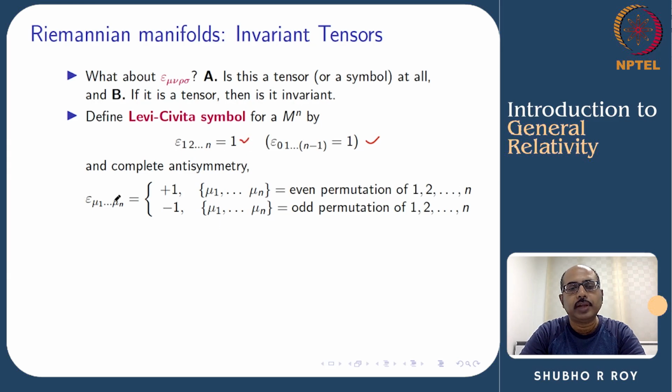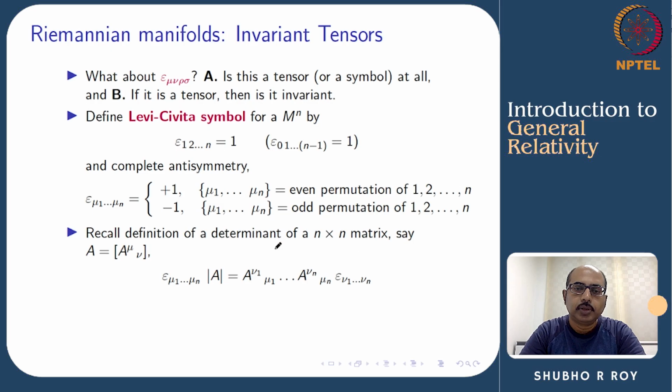And complete antisymmetry, that is, the curly epsilon with mu1 to mu(n) is plus 1 if it's an even permutation of 1 to n, and minus 1 if mu1 to mu(n) is an odd permutation of 1 to n. Okay. So now we have defined the Levi-Civita symbol, and now we have to check how it transforms.